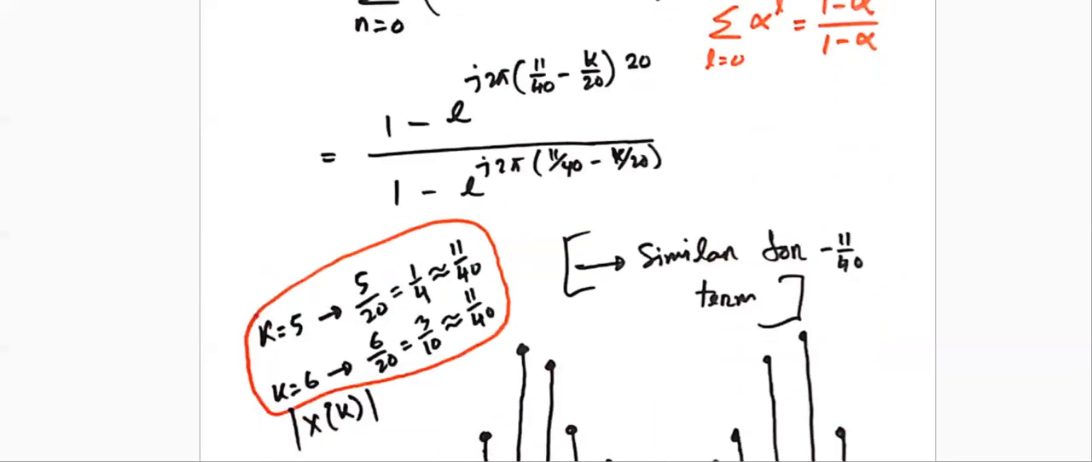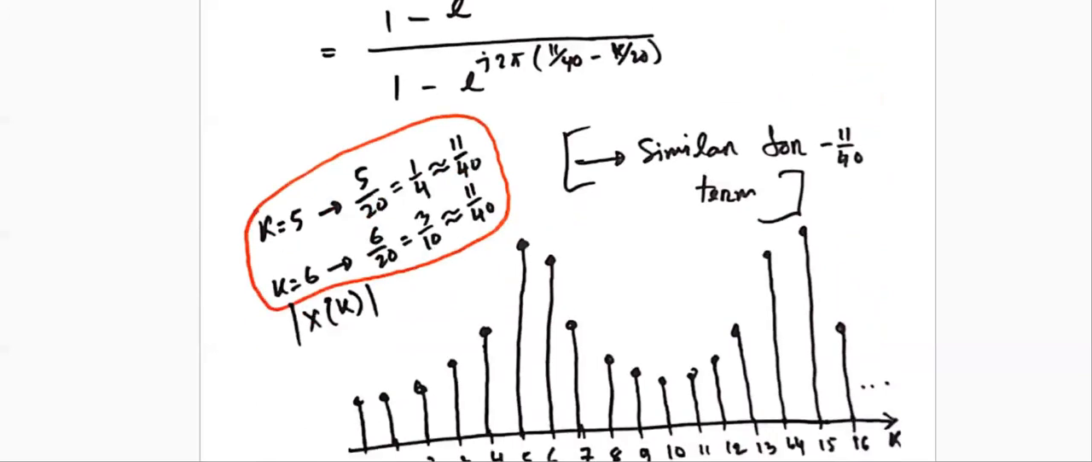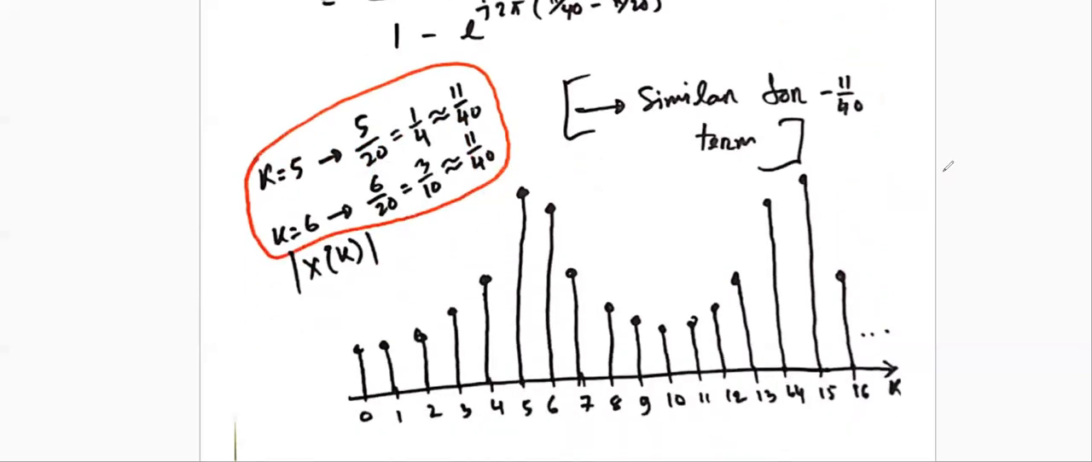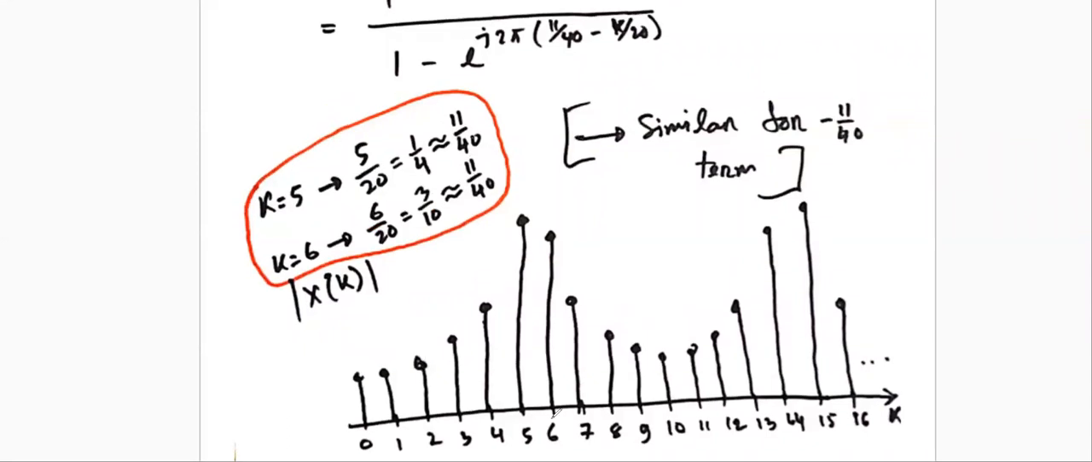For the xk, we are getting the result like this. Okay, so this is the result. Maybe this is not in a proper scale, but what we are showing here, try to understand at the location of 5. So that means at k equals 5 and at k equals 6, you are getting a higher match.